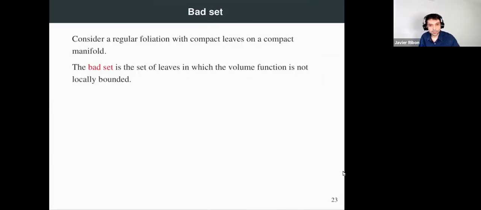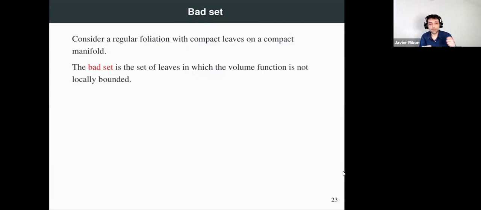Okay, now I'm going to give a very rough idea of the proof. The way in which we study this is by considering the so-called bad set. So we consider a regular foliation, for instance, with compact leaves. I'm going to introduce the bad set for foliations, and I'm going to explain what the generalization is for groups of local diffeomorphisms. The bad set is defined in the paper by Edwards, Millett, and Sullivan. If you consider a regular foliation with compact leaves on a compact manifold, the bad set is the set of leaves in which the volume function is not locally bounded.